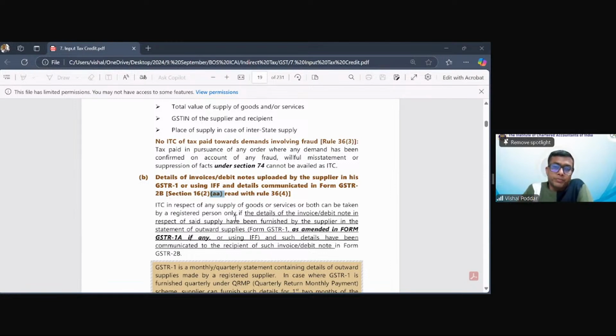Now, there is a step further now. For your purchase, you have auto-populated 2A, which is only for viewing. You have auto-populated 2B, which is for more detailed viewing. What are those details? I'll explain when we proceed. Now, recently, only in the last 2 months, they have introduced one more concept, which is called IMS. Anybody knows the full form of this new concept, IMS?